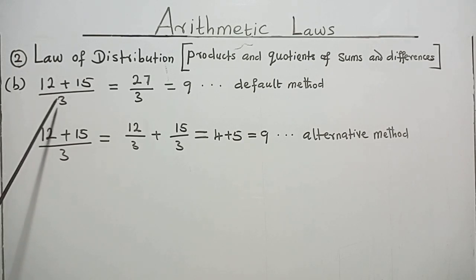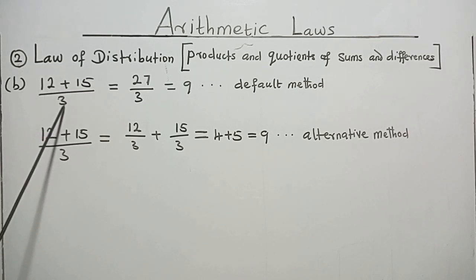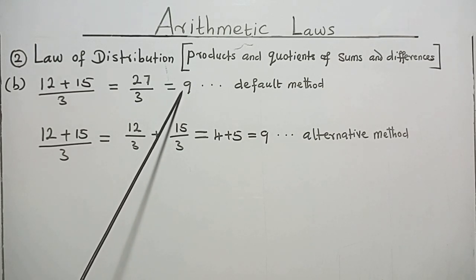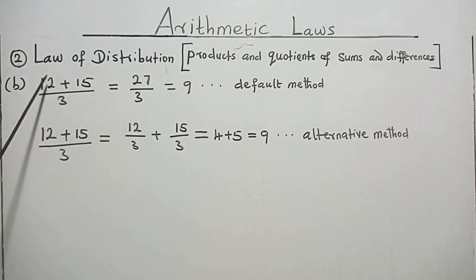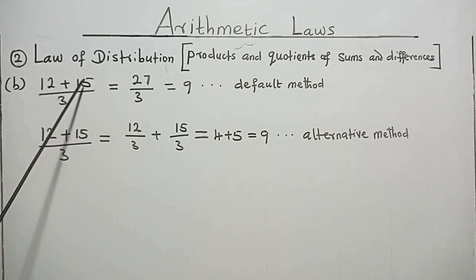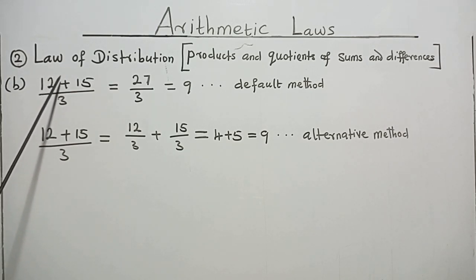So if we use 3 to divide 12 plus 15, the answer we get is called the quotient. Notice that this 3 is dividing a sum. This division could also be called quotient. This 9 could also be called quotient. So when 3 divides 12 plus 15, the answer we get is called the quotient of 12 plus 15 with respect to 3. At this point, let us get the result of this operation by default, and later we apply a perceived alternative method of solving it.